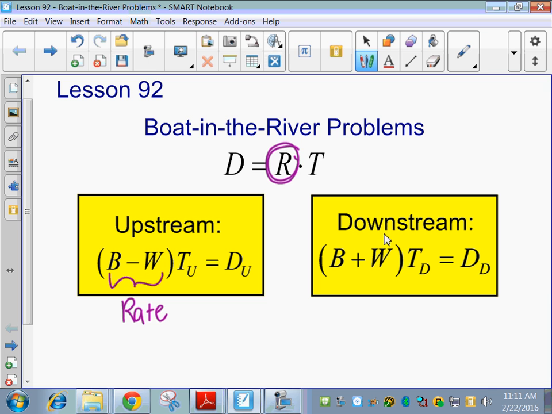And over here we've got downstream. If we're going downstream, that's with the water, so the boat and the water's rate are added together. So we're going to go a lot faster if we're going downstream. And then we have our times: upriver time, downriver time, and then our distance downriver, distance upriver.